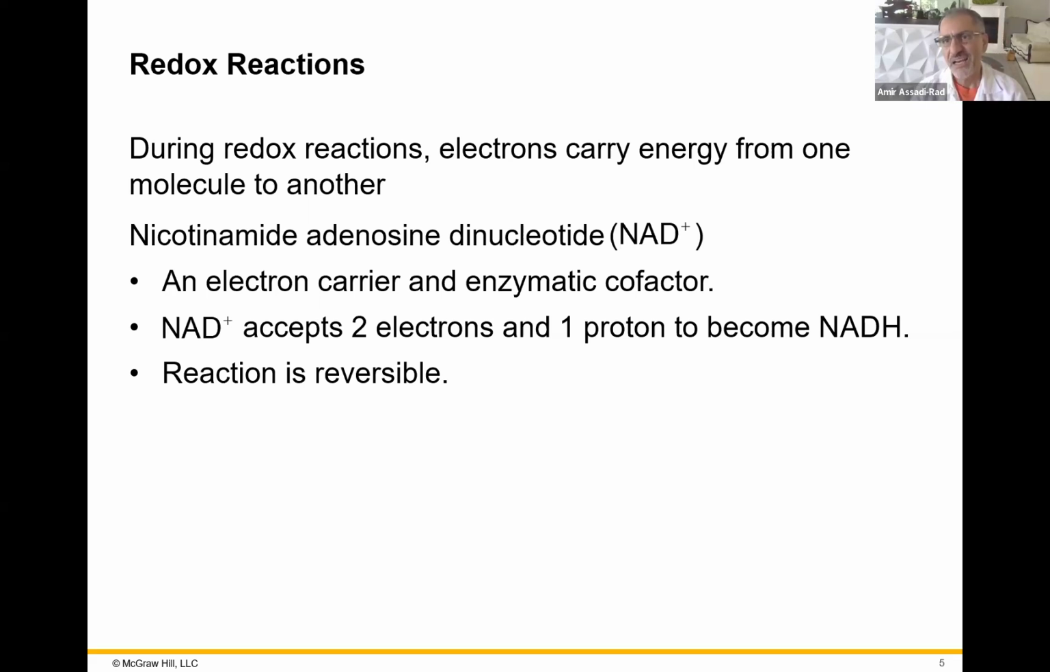In here, we have an intermediate molecule to accept the electrons. That intermediate molecule is NAD. What does NAD stand for? Nicotinamide adenine dinucleotide. I hope the picture comes up. So when NAD accepts an electron, it becomes NADH.